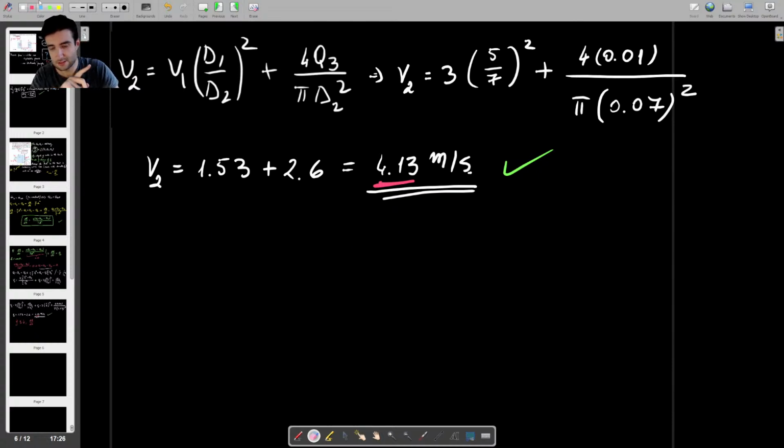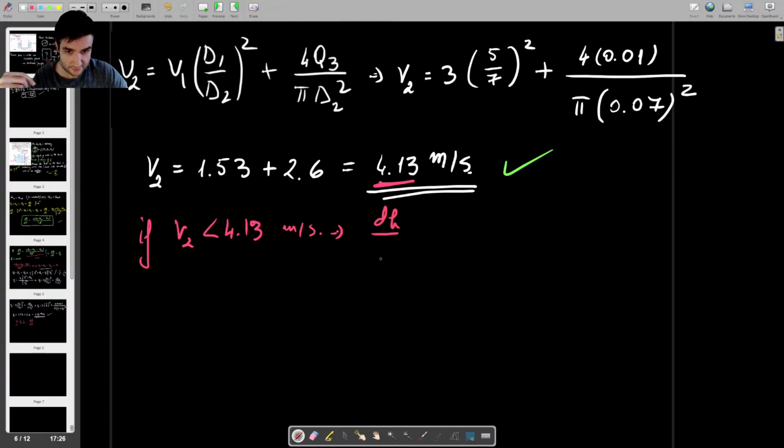So actually, there's probably a better way for me to write this, and I know what that is. So if V2 is less than 4.13 meters per second, then if you think about it, the dH by dt is going to be positive, right? Which means that the height in the tank is going to increase.